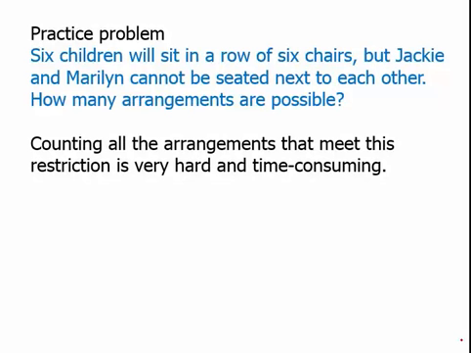Now, if you're good at counting and you're well organized, you might be able to do it relatively quickly. But what I'm going to show you is something even quicker. So first of all, we know that the total, of course, is 6 factorial, which is 720. And those are all the arrangements. That includes all the ones where Jackie and Marilyn are seated next to each other and all the ones where they're not seated next to each other.